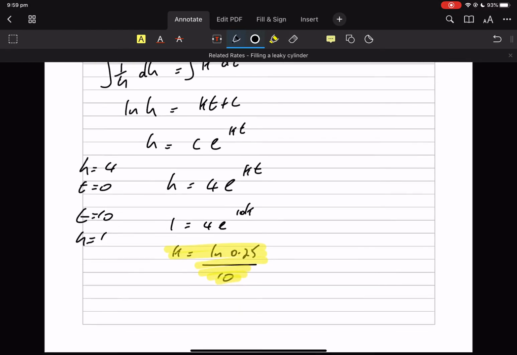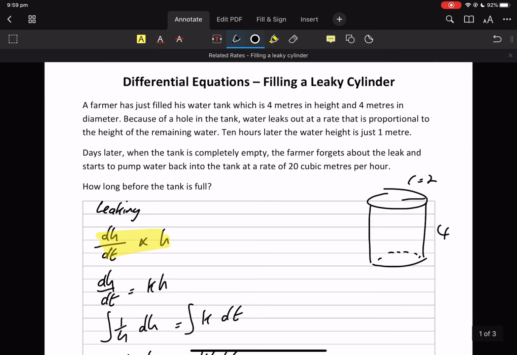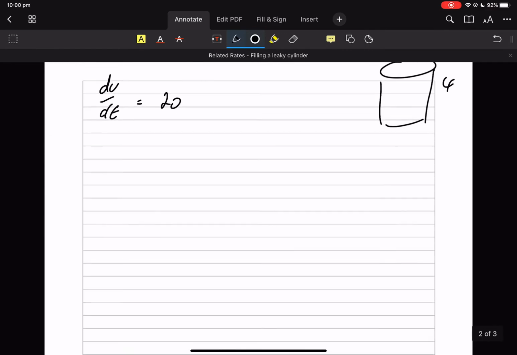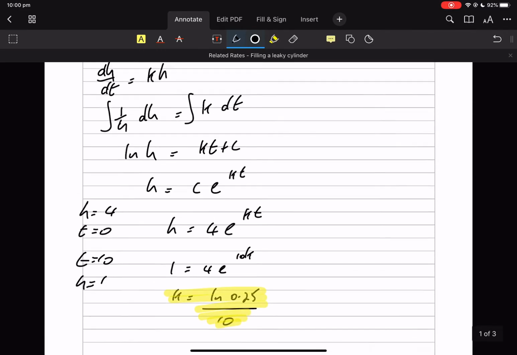Now let's think about the water going in. So again, we've got our tank. So I've got a dV/dt, and it's 20. I'm filling it at 20 cubic metres per hour. So our volume's going up at 20 per hour. And really I need something to do with the height. It's all about the height, isn't it? Because this is all about height.